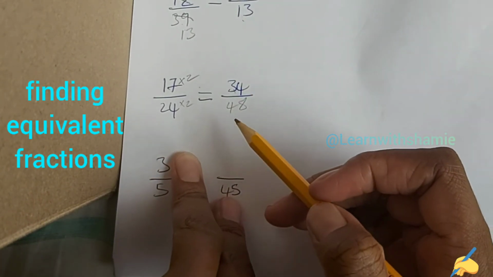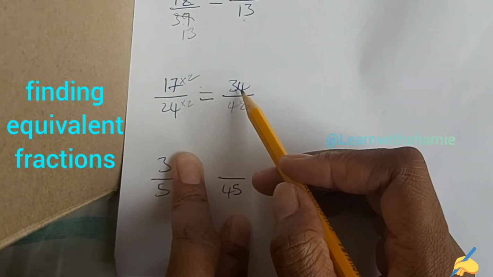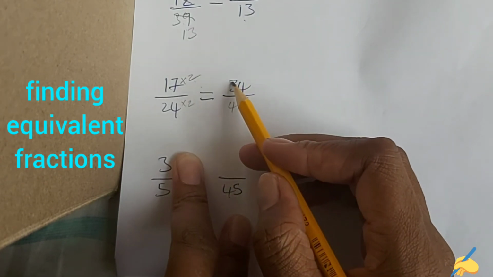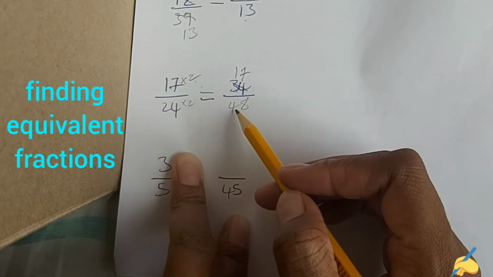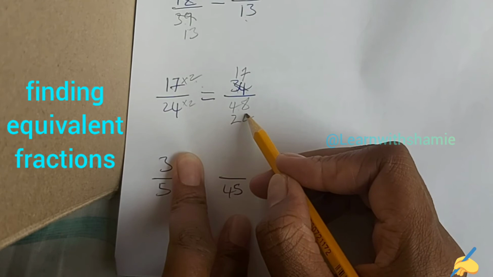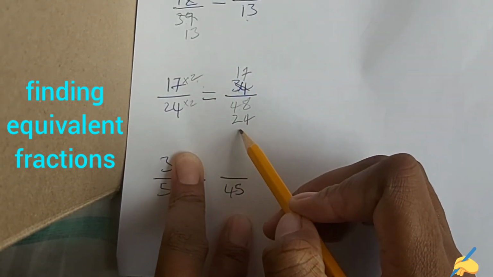Let's break it down to see if it is equivalent. We're going to divide by the same 2. 2 into 34 goes 17 times. And 2 into 48 goes 24. So you see 17 over 24.